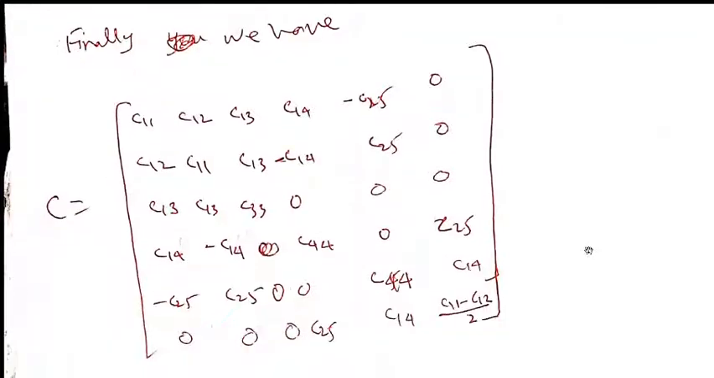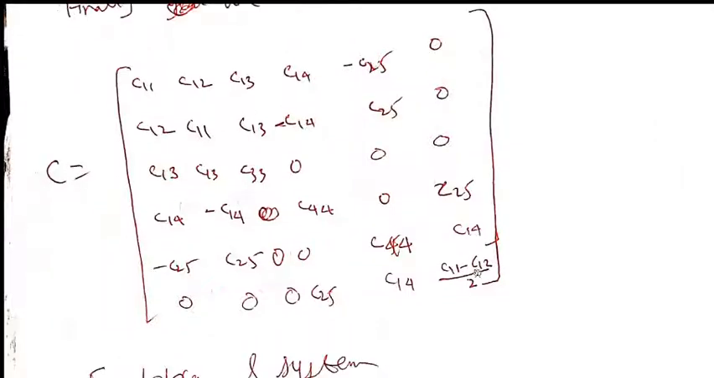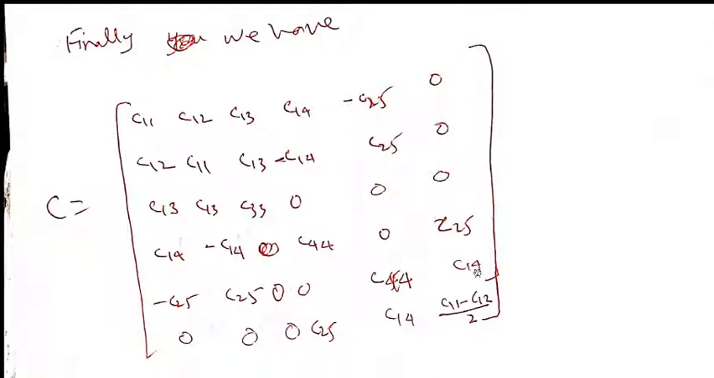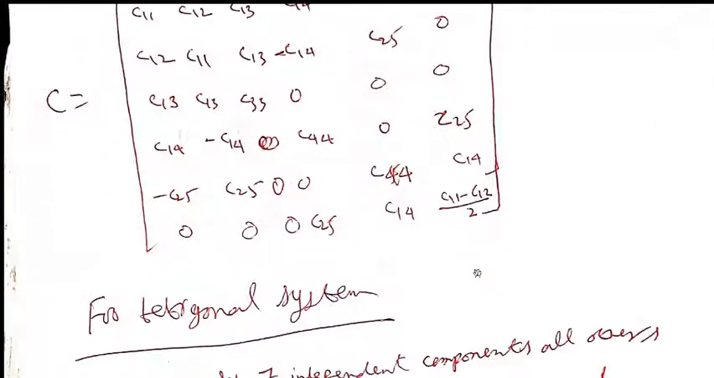So from all the above calculations you can write this. Some are 0, some are equal with minus sign sometimes, and this is exactly the same. What is this? This is C56. So C56 will be equal to C14. This is for trigonal. You can see that there would be 7 independent C's.